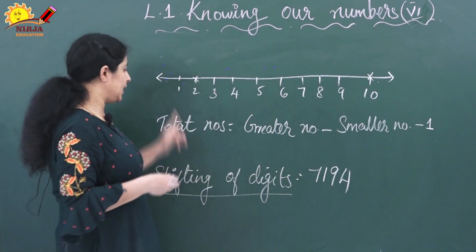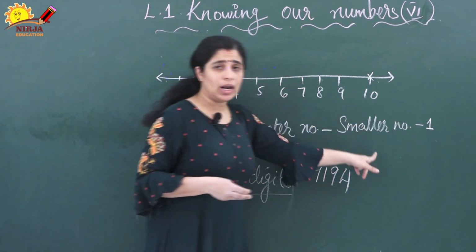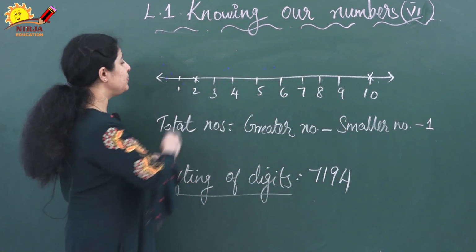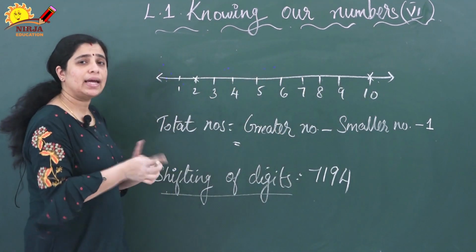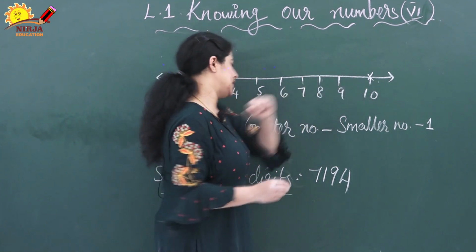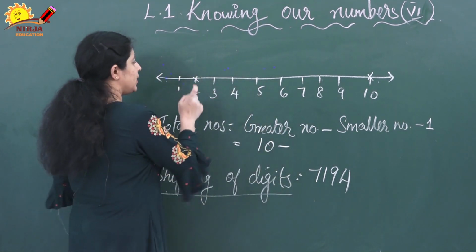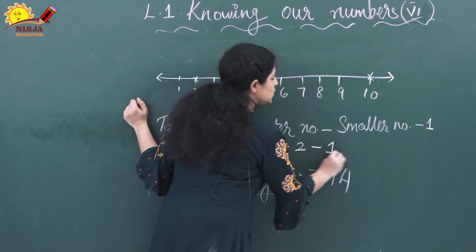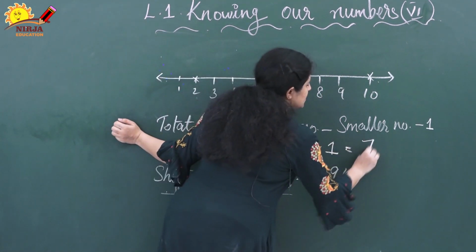I will repeat it again. Total numbers is equal to greater number minus smaller number minus 1. I will show you this using an example. I told you that you have to find the numbers in between 2 and 10. So which is the greater number here? Yes, 10 is the greater number. After that, which is the smallest number? 2. 10 minus 2, then minus 1. 10 minus 2 is 8. 8 minus 1 is 7.